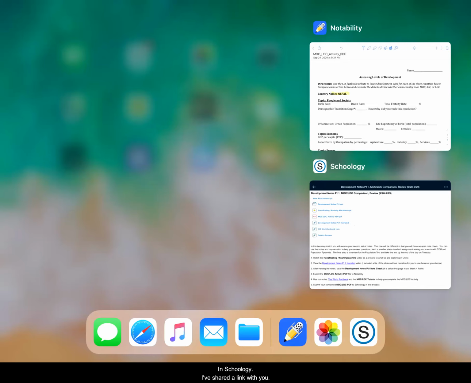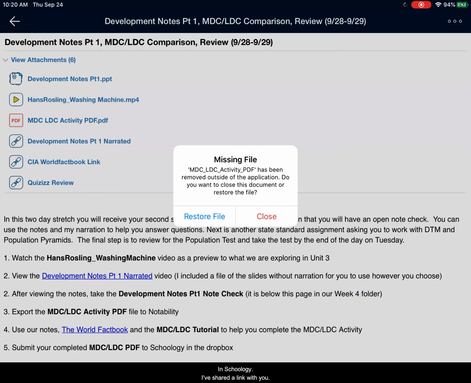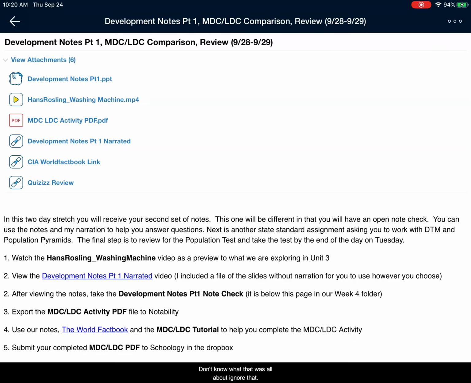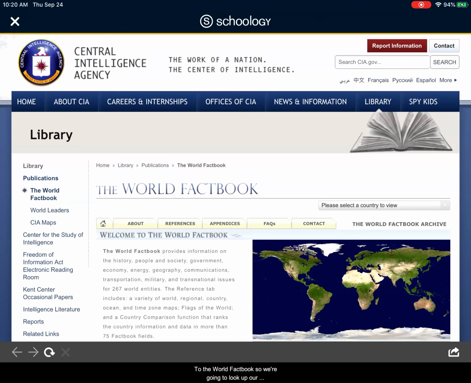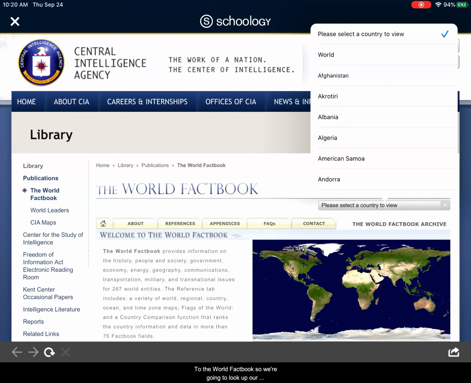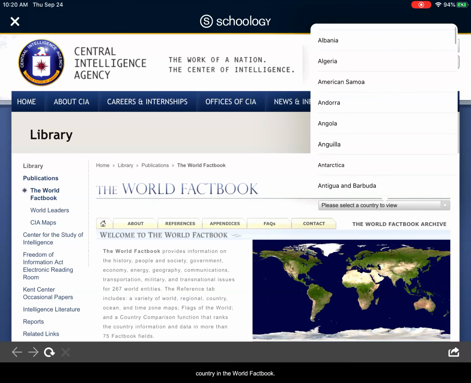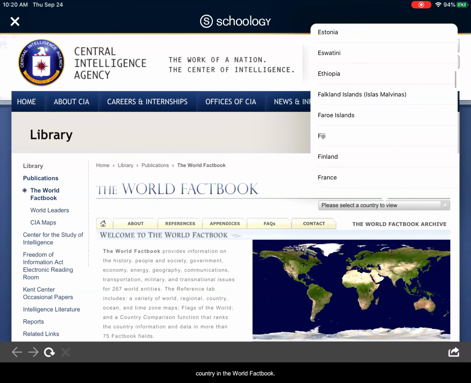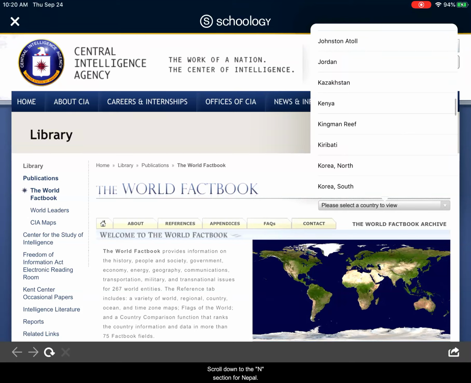So in Schoology, I've shared a link with you to the World Factbook. So we're going to look up our country in the World Factbook. We'll just scroll down to the end section for Nepal.